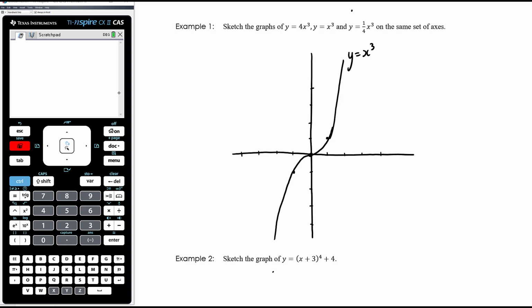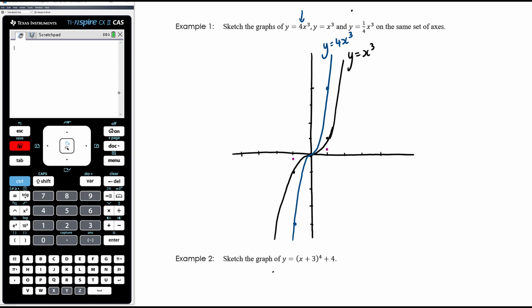Now one of the others we want to draw is y equals 4x cubed. That's going to be a dilation by a factor of 4 from the x-axis. So instead of going through 1, 1, it's going to go through 1, 4, and negative 1, negative 4. So the same shape but stretched away from the x-axis by a factor of 4 is going to look something like that. And then the 1/4 x cubed is the cubic graph dilated by a factor of 1/4 from the x-axis. So instead of going through 1, 1, we're going to be going through 1, 1/4 and -1, -1/4.